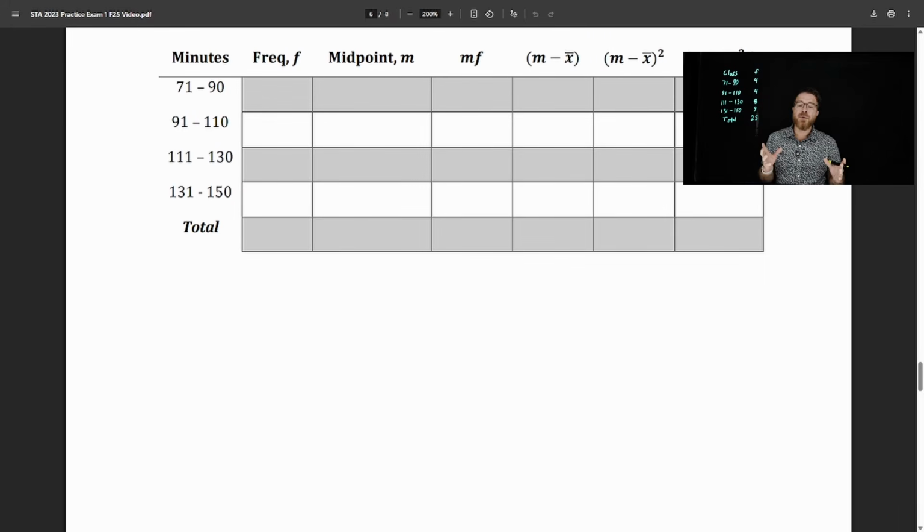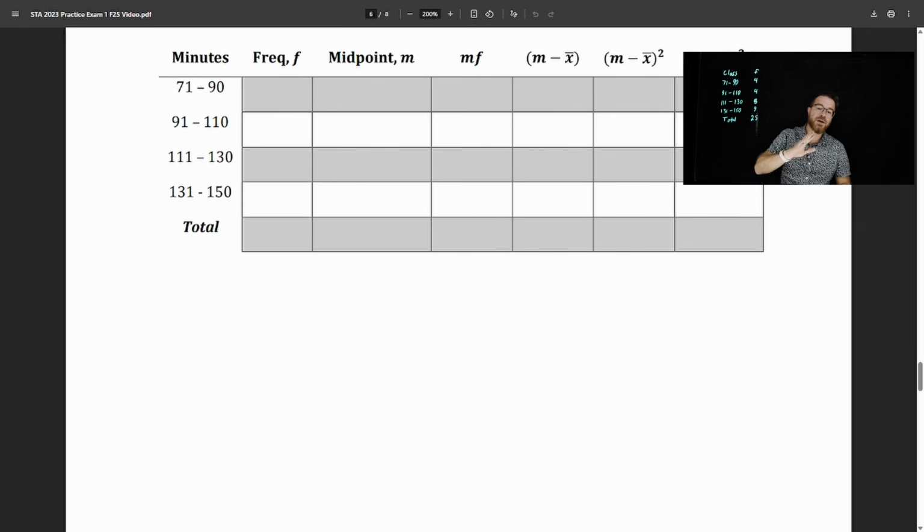For our last problem, we're going to be doing what we like to call the table calculations problem, where we're going to fill out our table, which is going to have our sum class. In this case, it was minutes that people were doing something. It doesn't really matter for the actual calculations. Frequency, we need to find the midpoint. We need to find the midpoint times the frequency. And then from there, we're going to find what our mean is.